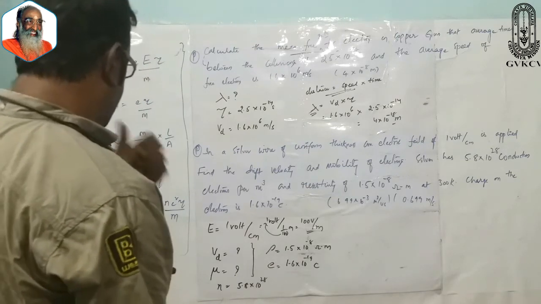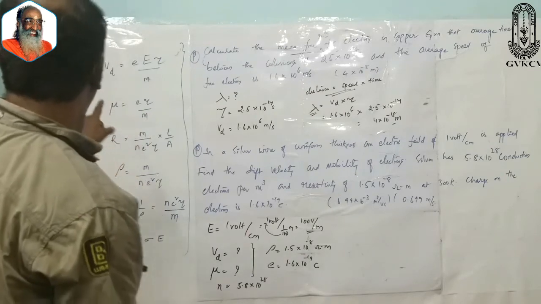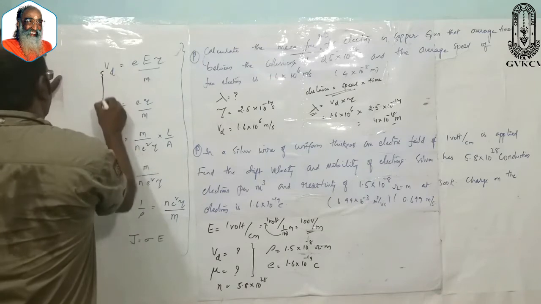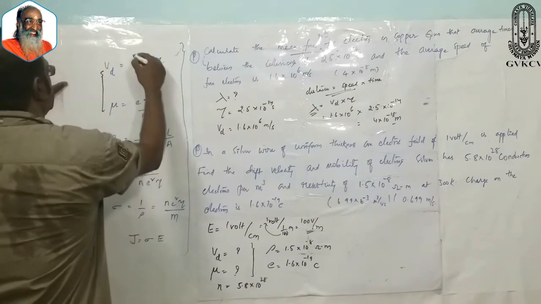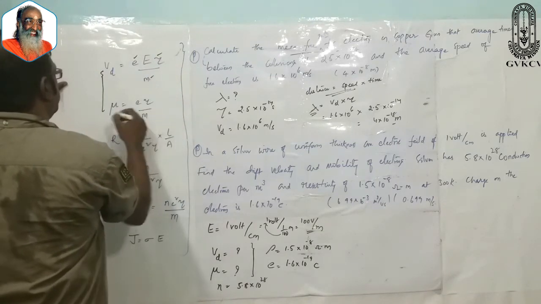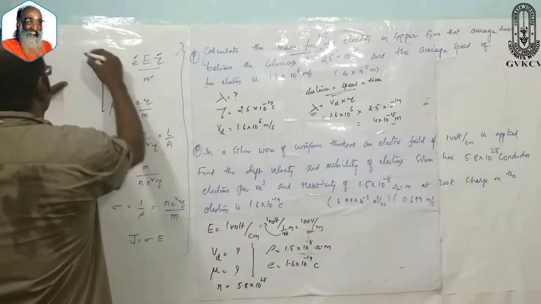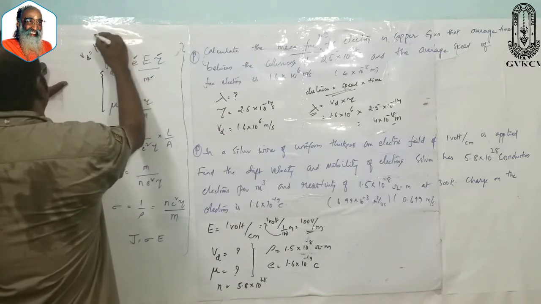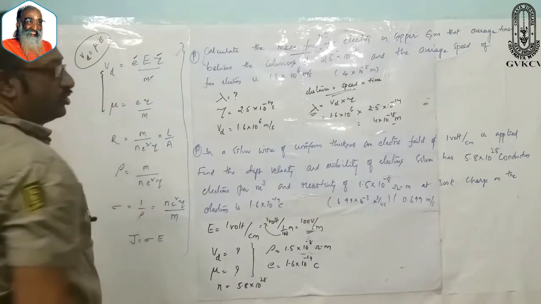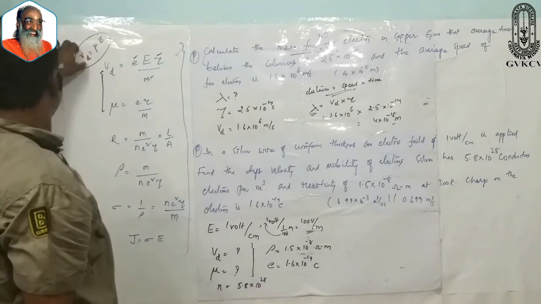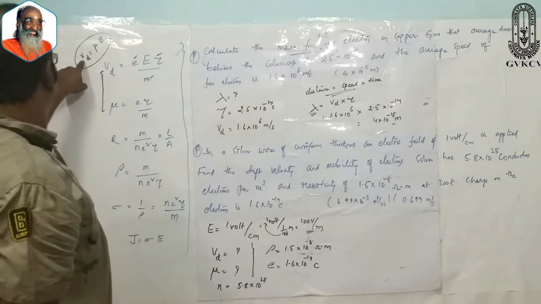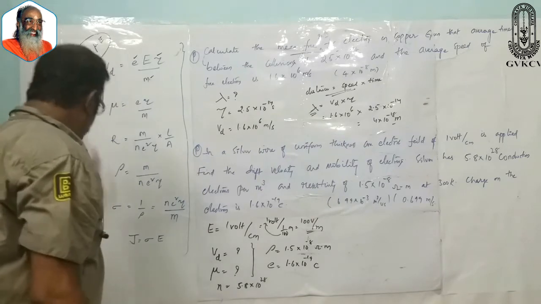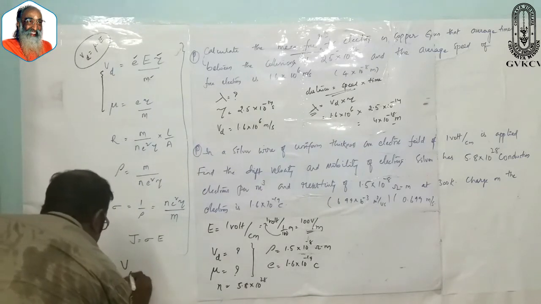Okay, and here, using these two, I can write one more expression. So e tau by m is mu, isn't it? So Vd is equal to mu E. That means just using these two, I have got an expression connecting drift velocity, electric field and mobility of the electron. So let us add this here. Vd is equal to mu E.